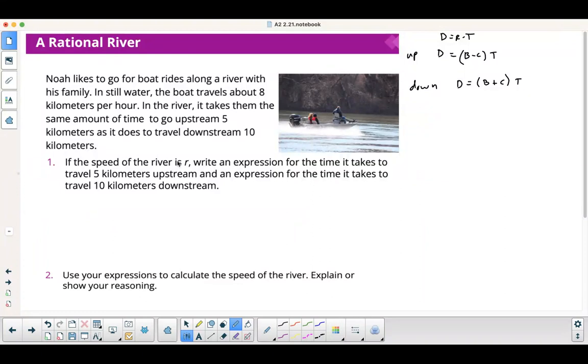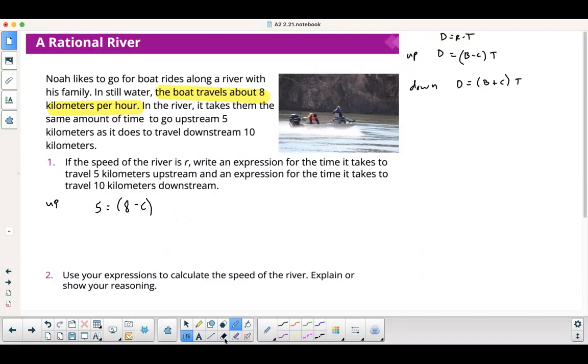So if the speed of the river is r, write an expression for the time it takes to travel 5 kilometers upstream, and an expression for the time it takes to travel 10 kilometers downstream. Okay, so upstream, your distance was 5. So I'm going over here to this formula. Your rate upstream is going to be the boat. The boat travels at 8 kilometers per hour in still water. So it's going to be 8 minus the current.